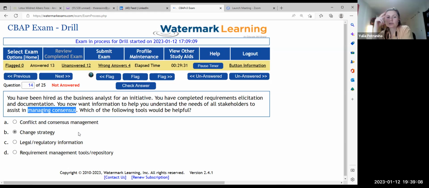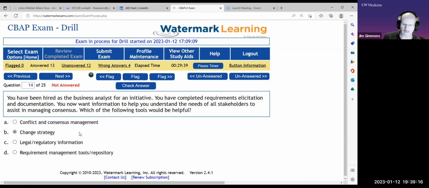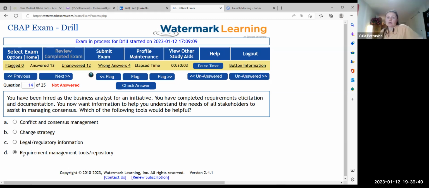And notice it's tools and guidelines. I believe that there is no such tool and guideline as conflict and consensus management, so it's out of the window. Which one is in the list of tools and guidelines? I did not recognize A as a tool and guideline. D is a tool, and so is the change strategy, and legal and regulatory information also. I believe needs of stakeholders come from change strategy. I might be wrong.